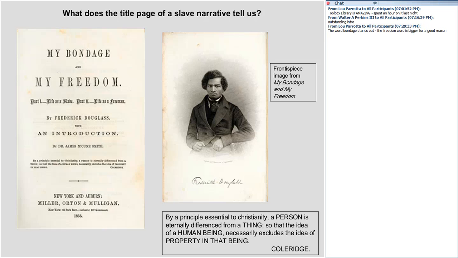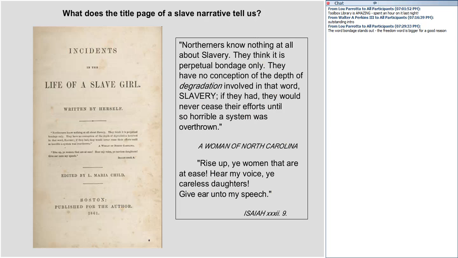Let's go back to the title page of Incidents in the Life of a Slave Girl. Think about this in light of the text of Douglass that we were looking at. So here we have Incidents in the Life of a Slave Girl, written by herself. And then there are two quotations there, one from Isaiah and one not attributed. And then edited by L. Maria Child, Boston, published for the author, 1861.